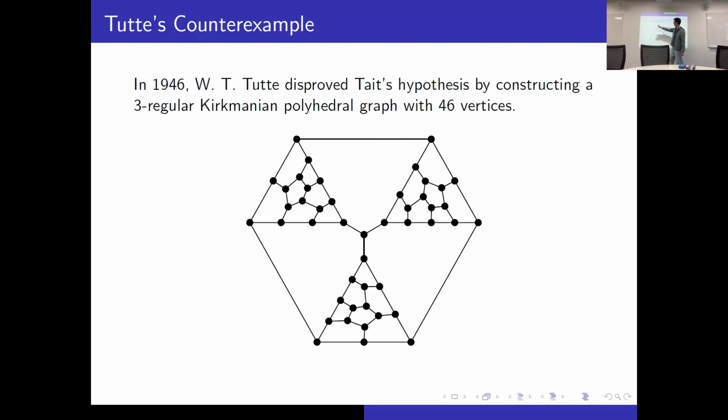So about 66 years later, William Tutte gave a counterexample to Tait's hypothesis, which means he constructed an example which is a three-regular non-Hamiltonian polyhedral graph. This graph is polyhedral, because you can check that it is planar and three-connected. And it is also three-regular. Every vertex has exactly three neighbors, and the total number of vertices is 46.